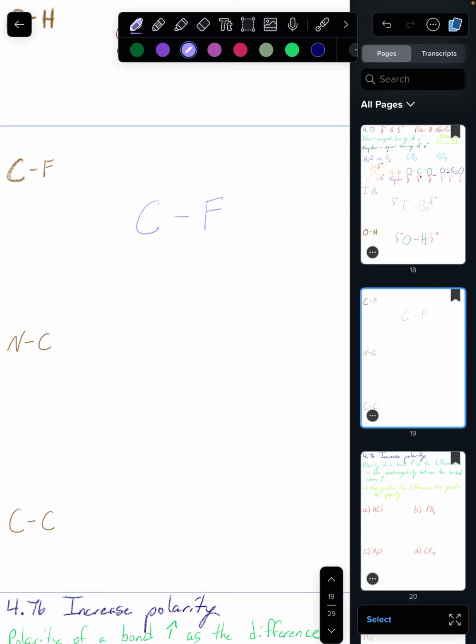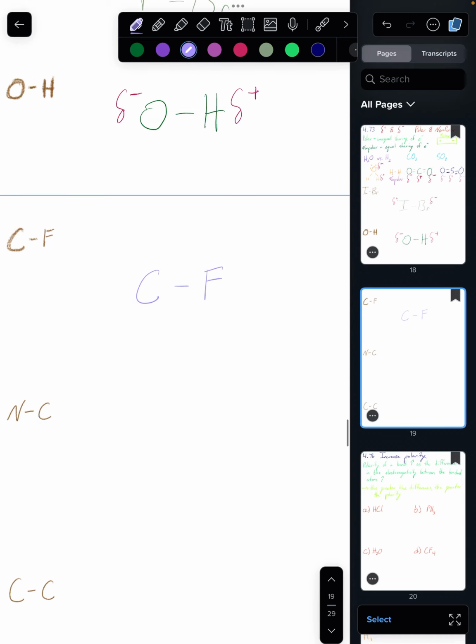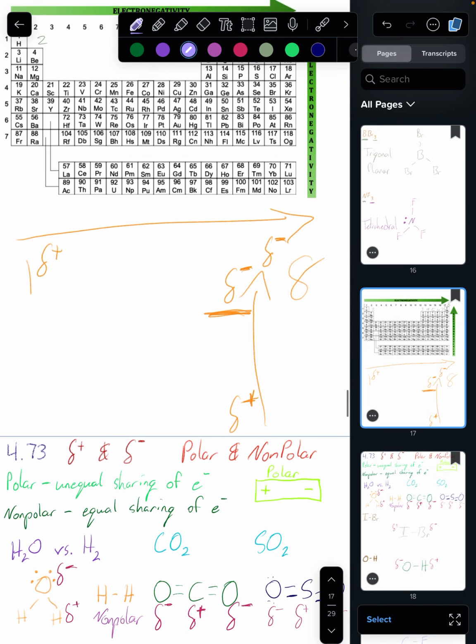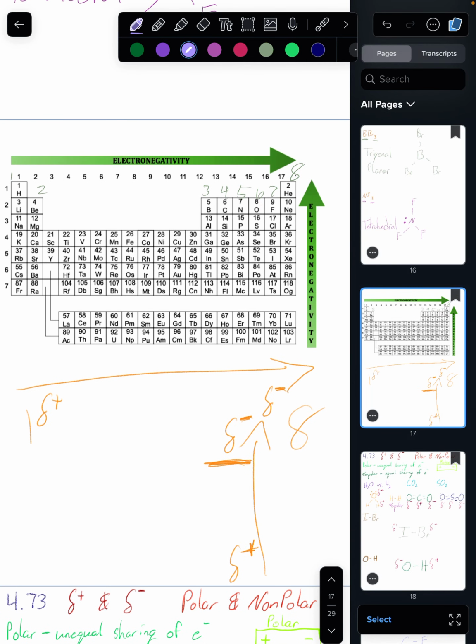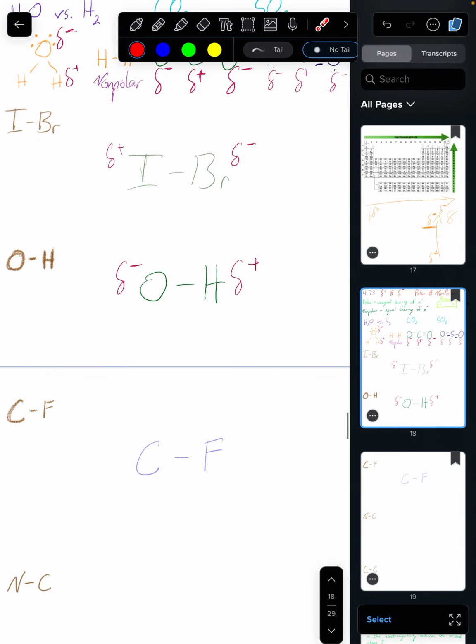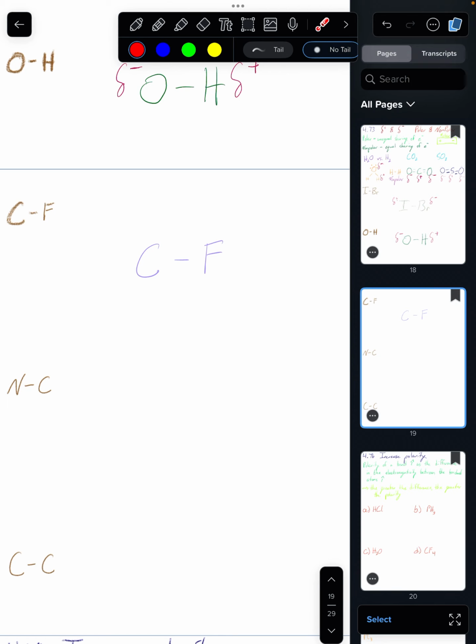So now, carbon and fluorine. We know carbon, that's its 4 bonds. And fluorine, that's its 7 bonds. But we can also see on this chart that going this way over, it's more electronegative. So that fluorine is more negative than this carbon.